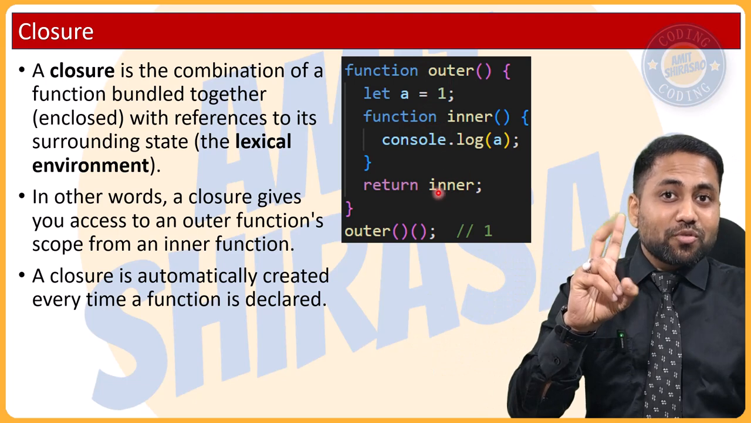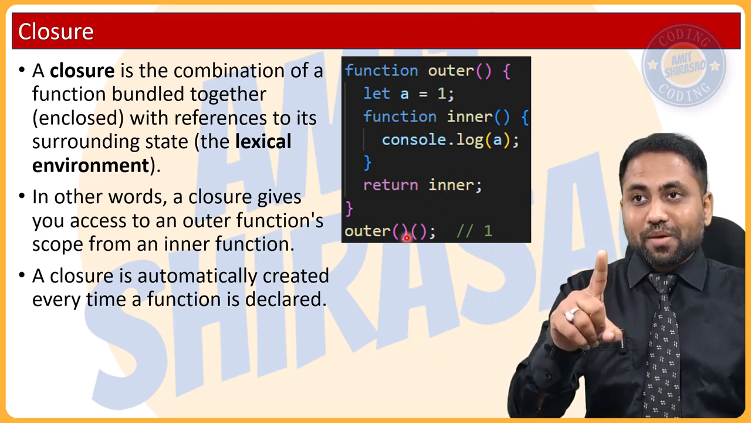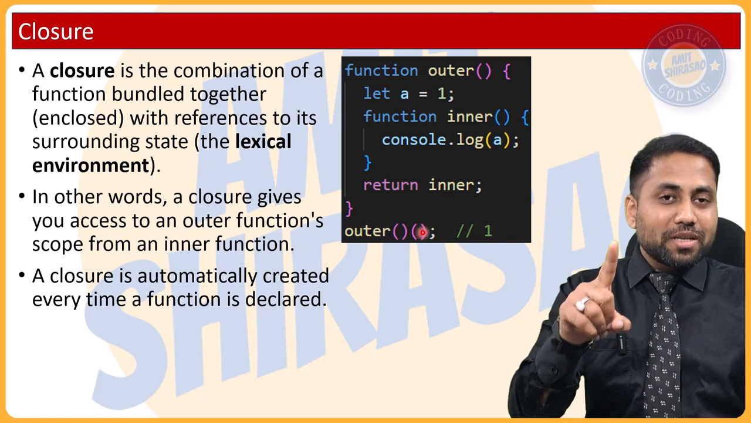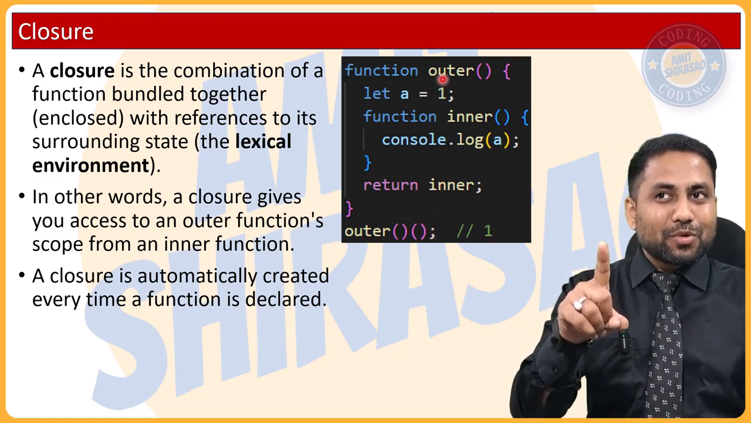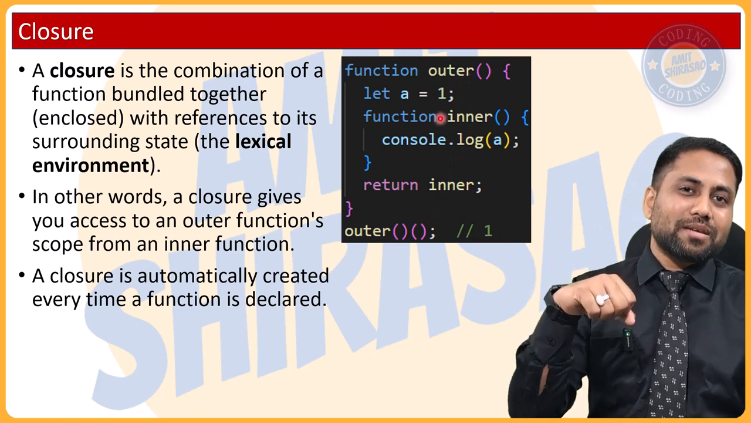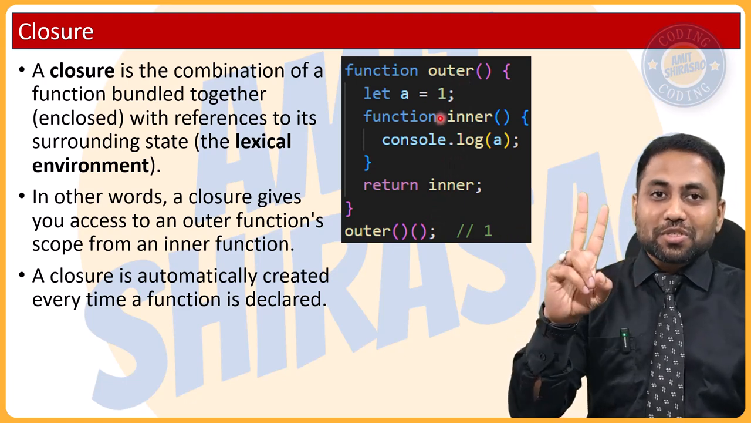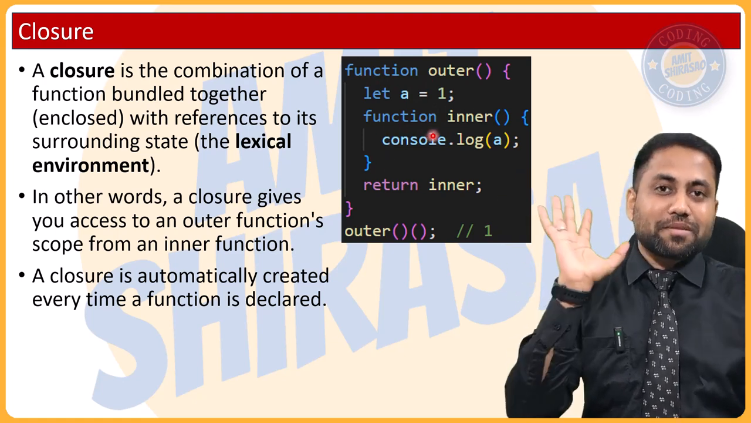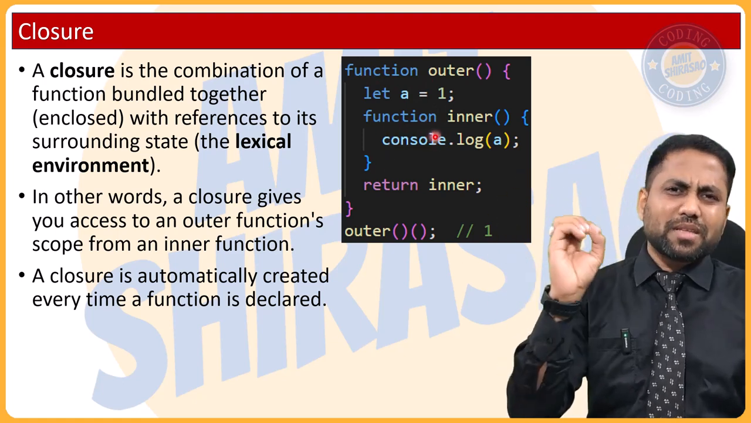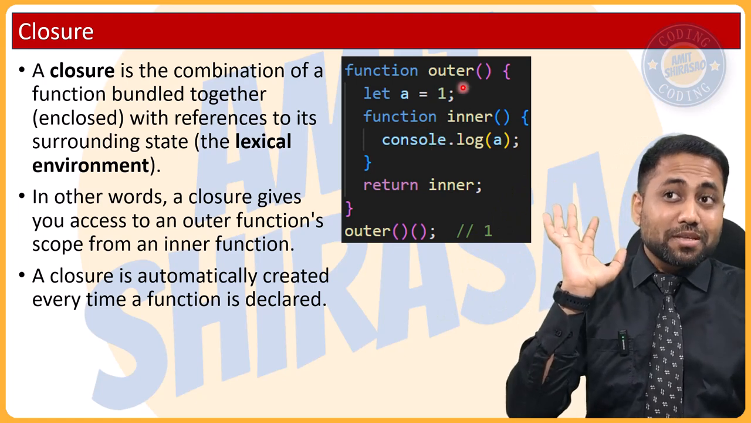You are returning one of the two closures, and then you are calling it. So here basically there are two closures. How many closures are there in this code snippet? There are two closures. Every function in itself basically creates a closure. As soon as you declare a function, that creates a closure. So here there are two closures.